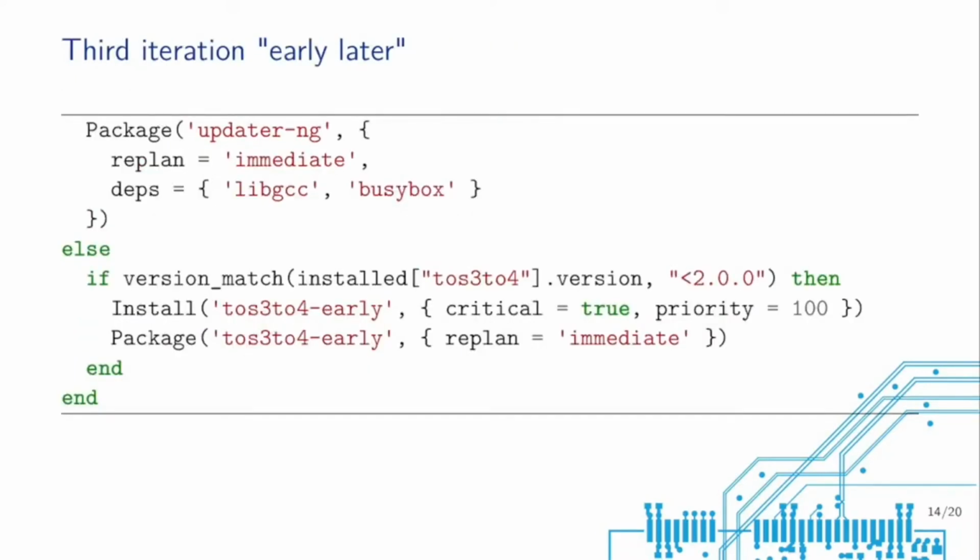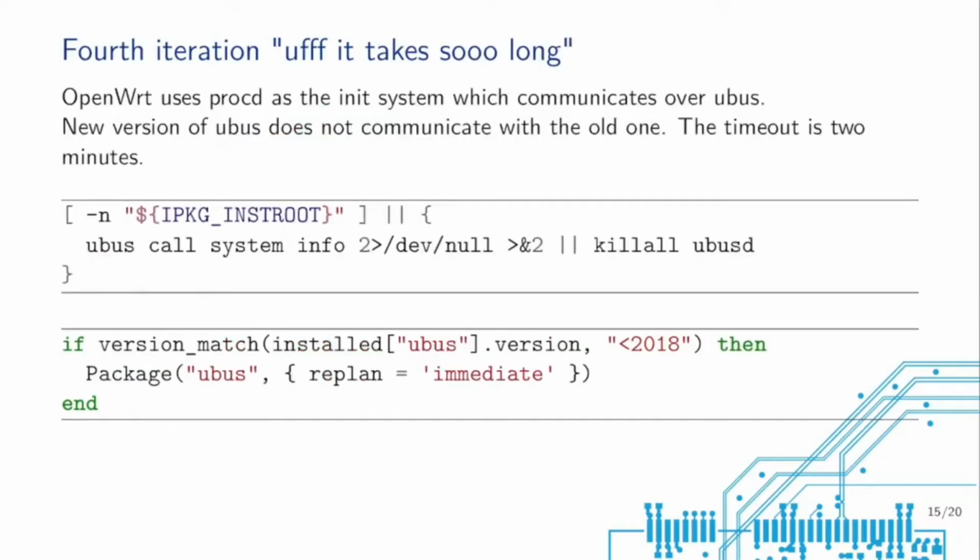So we go to the third iteration where we take the even earlier package and just try to move it later on. This way we first install the updater, because that cron is requested by the tost324 early actually. We move it later. This way we ensure that we first update the updater, and then we run everything, including the removal of Vixie cron. Nice. That's one step.